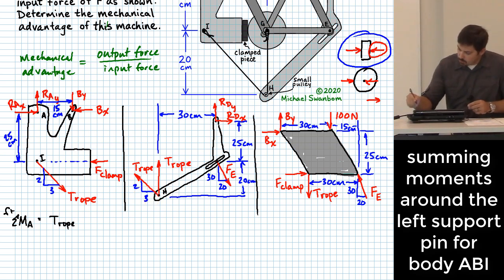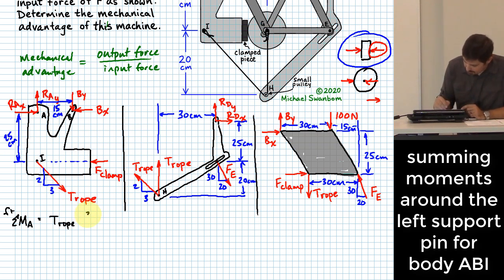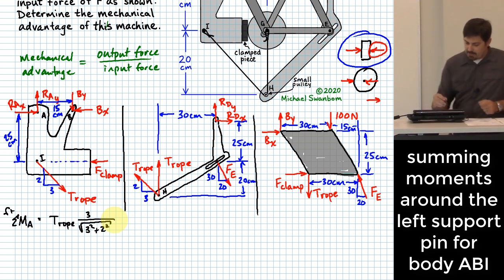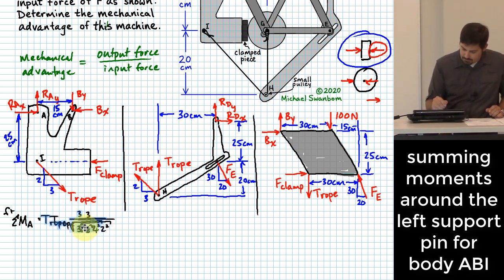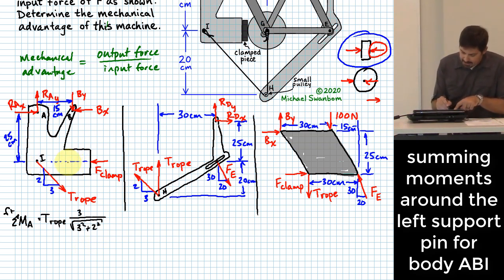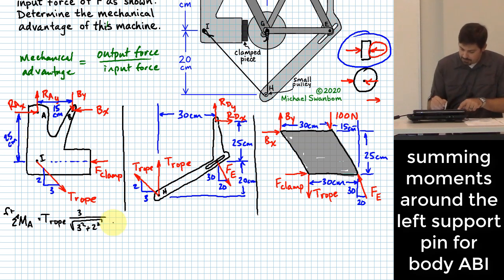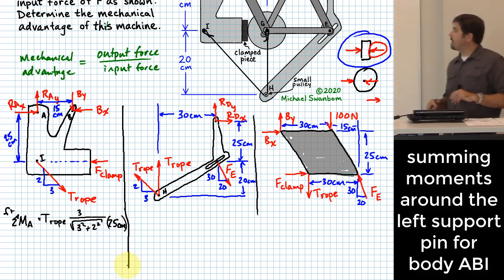All right, so if I just want the X component, what do I multiply T rope by to get just the X component? Okay, 3 over the square root of 3 squared plus 2 squared. But that's not enough to have a moment. What else do I need to do to have a moment? Yeah, I need to multiply that component of force by the length of the line of action of that force relative to the point I'm summing moments around. That would be 25 centimeters. So that's one component so far that I've dealt with.